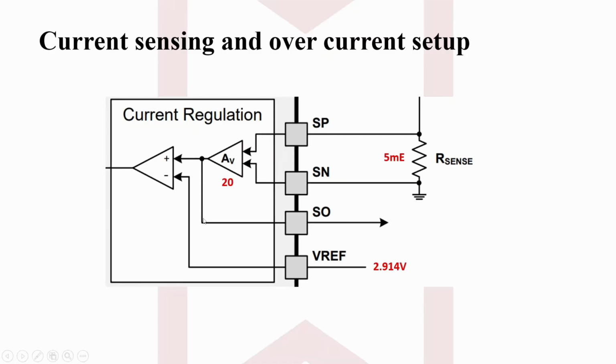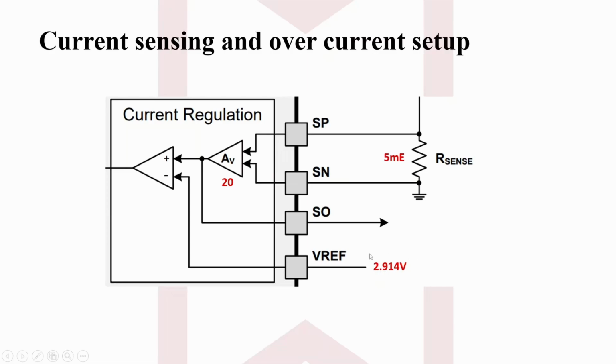This pin is an SO pin. This is the sense output. When you are using the microcontroller, you can connect this pin to your ADC and then you can measure the current according to these calculations and the current sense resistor value you have used. This VRF pin is used to set the current limit threshold.